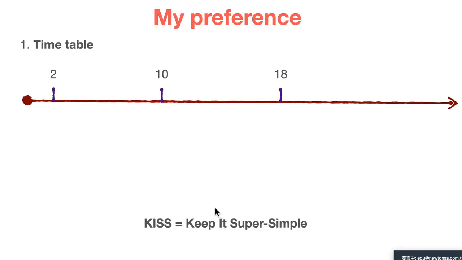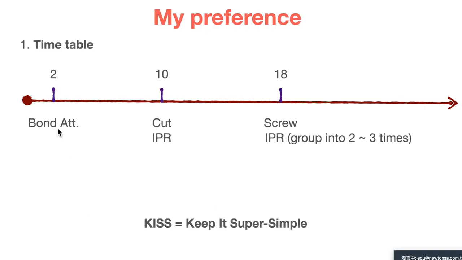My preference in my clinic, I have a timetable like this. Aligner number 1 is just a warm up, 1 week or 2. Aligner number 2, I bond the attachment. Aligner number 10, I prescribe the cutting and IPR, first IPR. Aligner 18, if I need a screw, I put a screw. I have a second IPR.